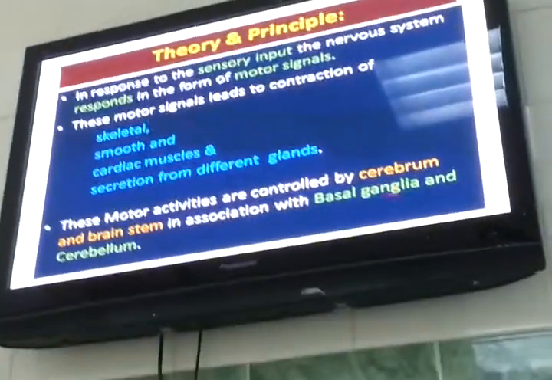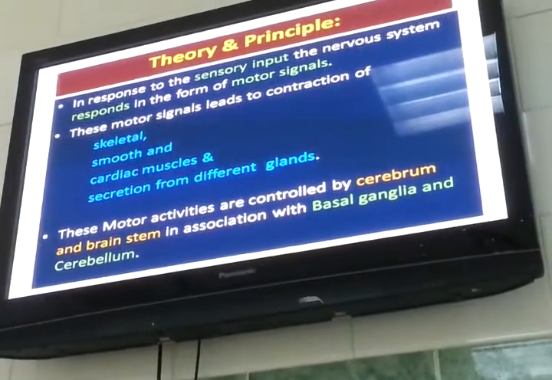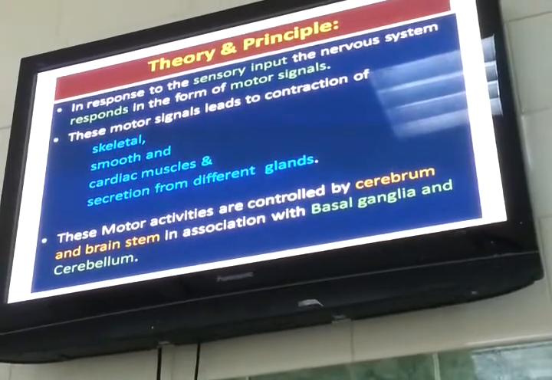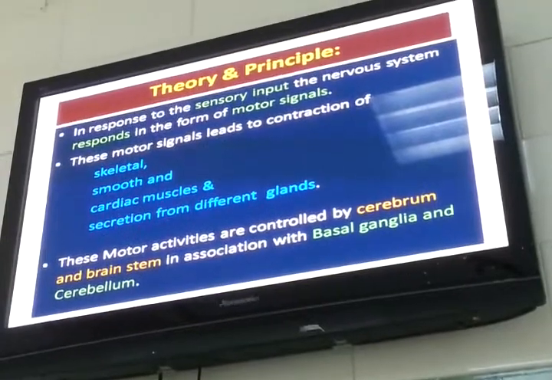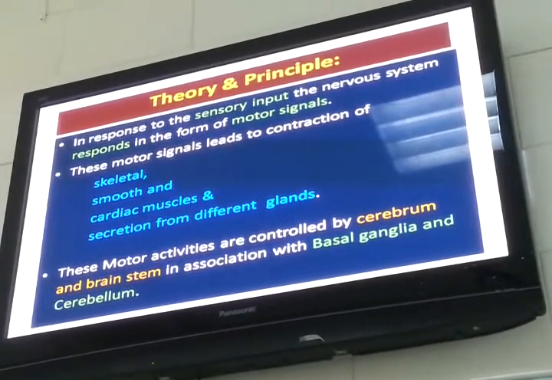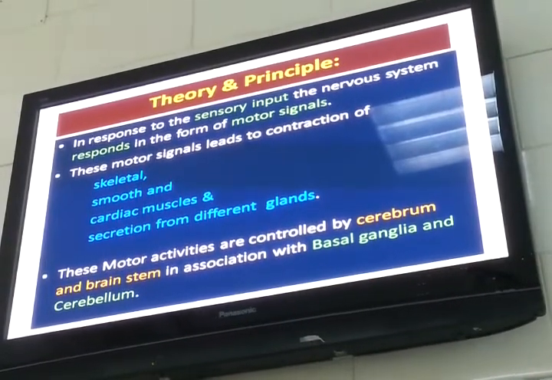And which area controls this? Mainly the cerebral cortex and brainstem, and other areas associated with these two areas known as basal ganglia and cerebellum. So the main areas are cerebral cortex and brainstem.